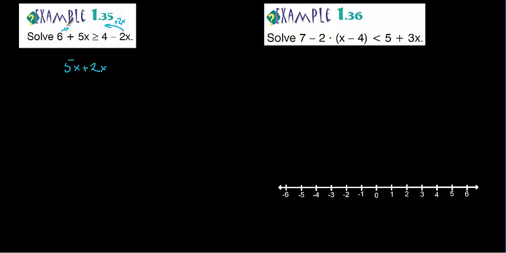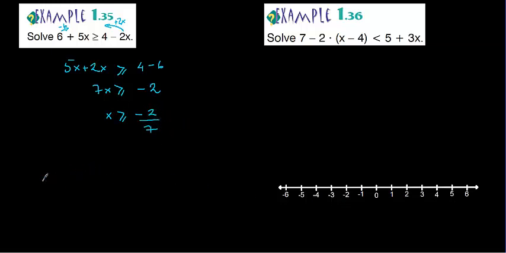When 6 goes to the other side, it becomes minus 6, and it's greater or equal to 4 minus 6. And 7x is greater or equal to minus 2, and x is greater or equal to minus 2 over 7. This is the solution.